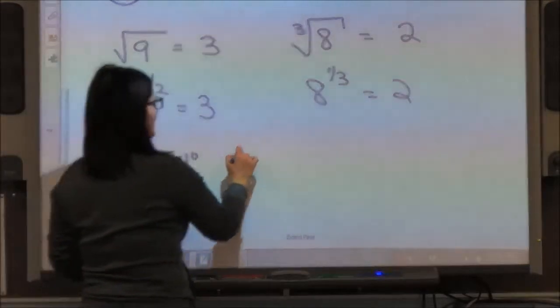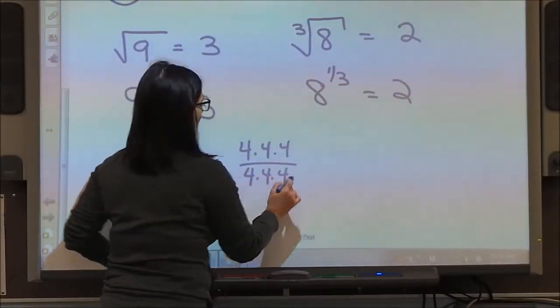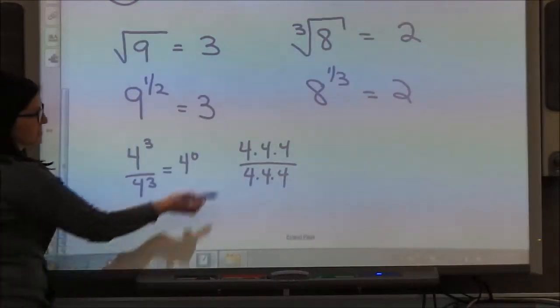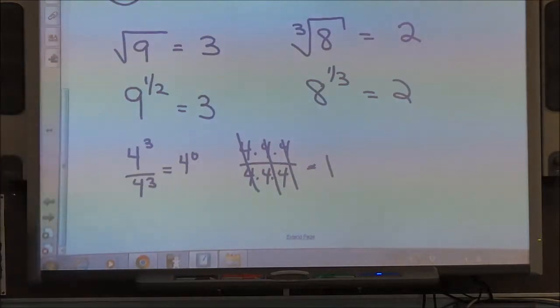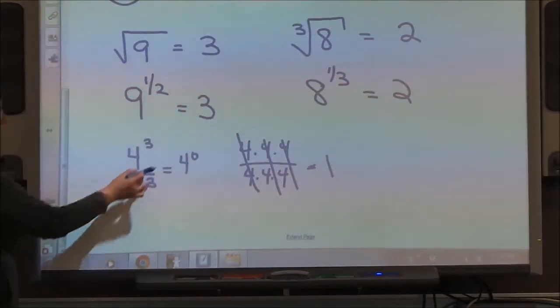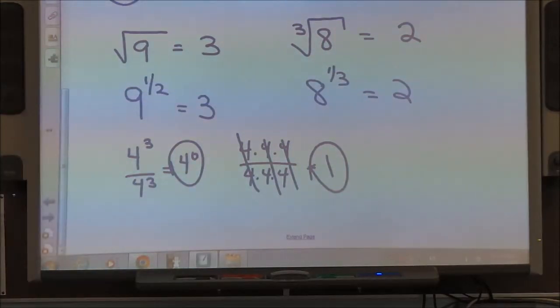If I expand this out, my cancellation tells me I have 1. That means this has to equal that. And I could do it for any base and for any exponent combination that you give me.